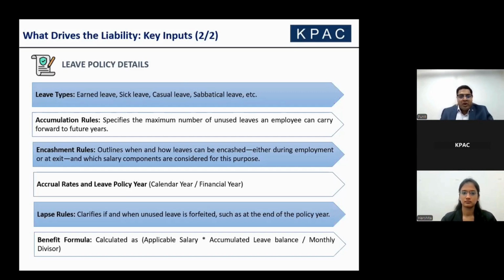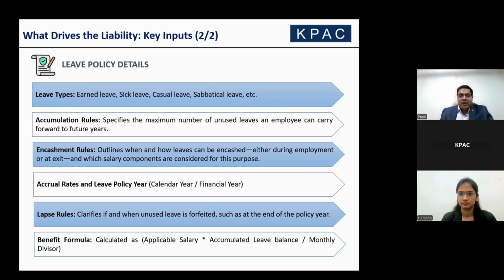Accrual rates and leave policy year. So, accrual rates represent how many days of leave are earned per year. And leave policy year, basically it tells whether the leave year aligns with the calendar year or the financial year. Lapse rules clarify if and when unused leave is forfeited, for example, at the end of the policy year, and this can significantly reduce the potential liability if the leave expires at the end of the reporting period.